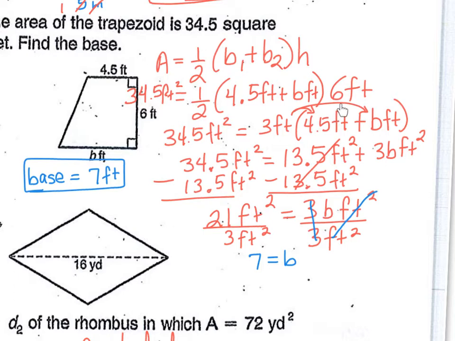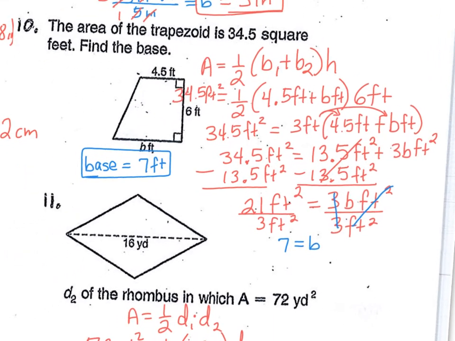So I got half of the 6, which is 3 feet, and then I distributed that. So that is 13.5 square feet, because feet times feet is square feet. And then 3 feet times b feet, that is 3b square feet. Then you subtract 13.5 square feet from the 34.5 square feet, and that gives you 21 square feet. Then you divide by 3 square feet. The feet cancel out, the square feet cancel out. So 21 divided by 3 is 7. So the b is 7, but the base is 7 feet. Okay, so any questions on that problem?